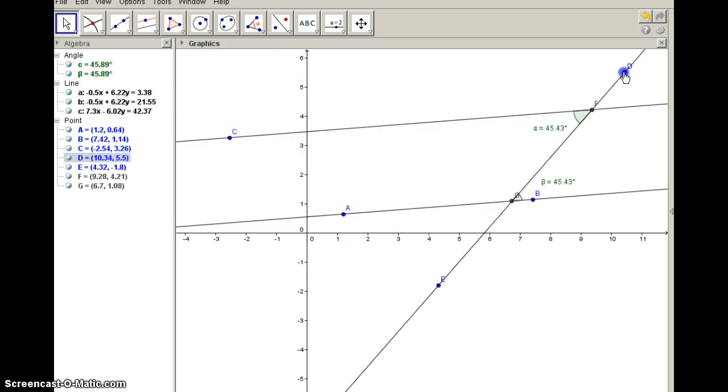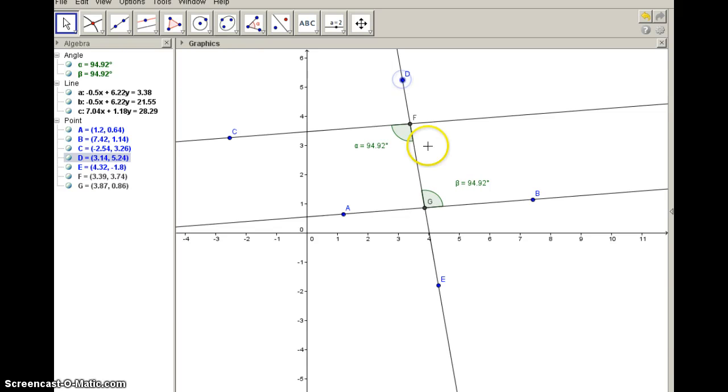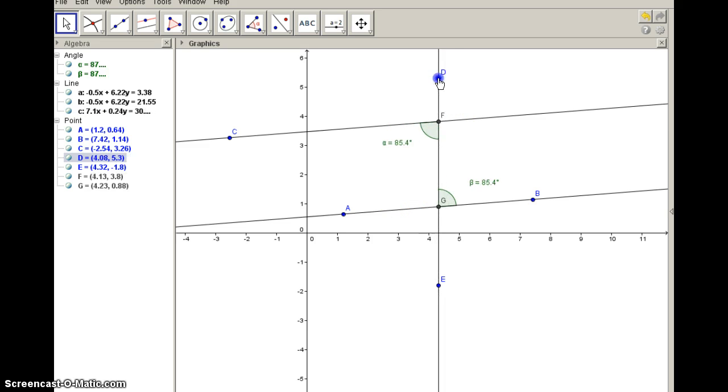It always measures the same, okay? So that's a special pair of angles called alternate interior angles, and they always measure the same. So that is actually what we're going to need right now. I'm going to stop right there.